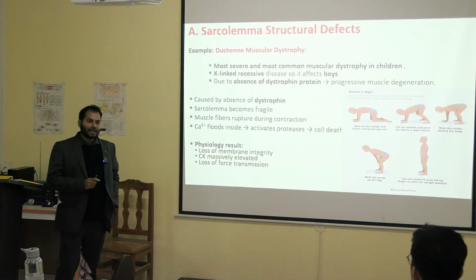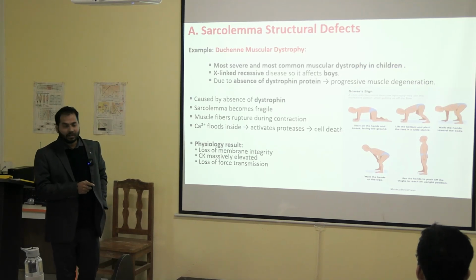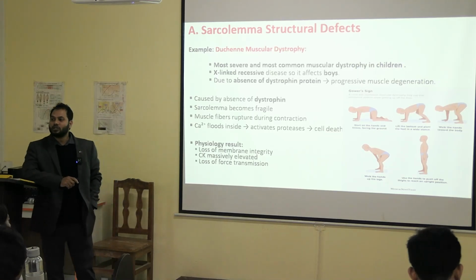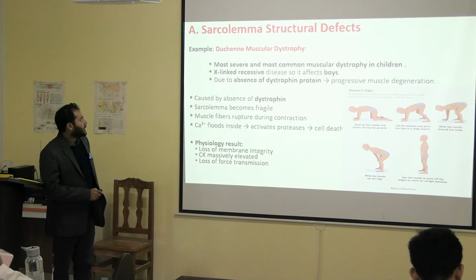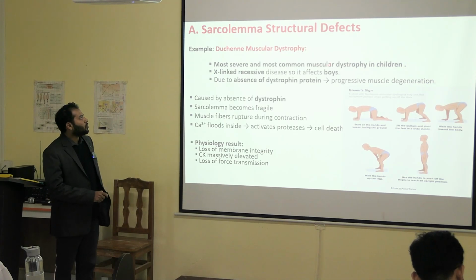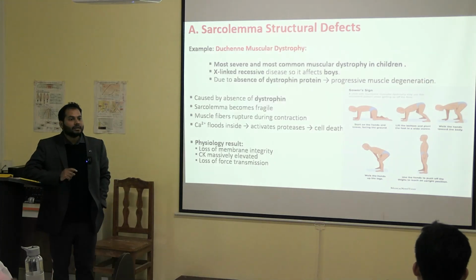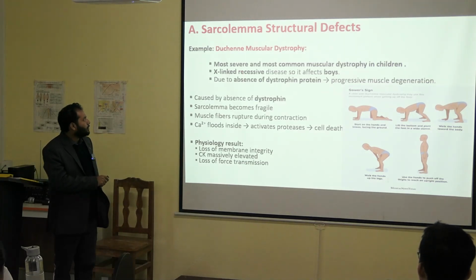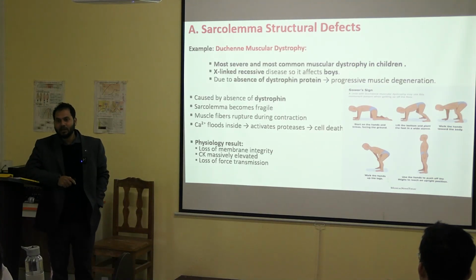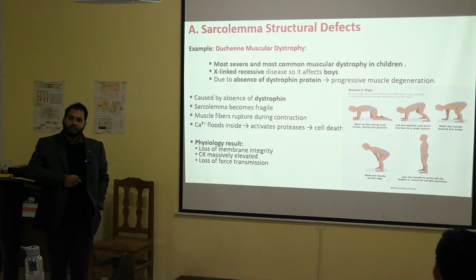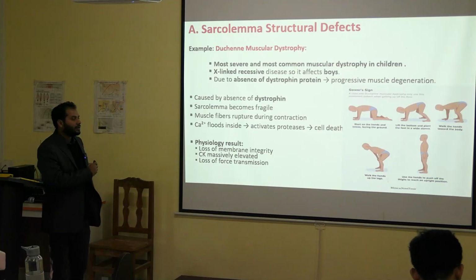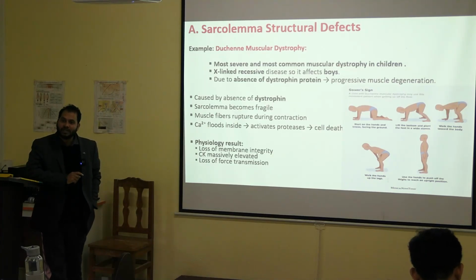Now, a common example where we can see the structural defect is Duchenne Muscular Dystrophy, which is a very common disorder. So what are the features of Duchenne Muscular Dystrophy, or DMD? It is the most severe and most common muscular dystrophy in children. It means this disease is very common in children, right? It is a genetic disease, an X-linked recessive disease. As it is X-linked recessive, the prevalence of this disease is high in male children in comparison to female children, right?